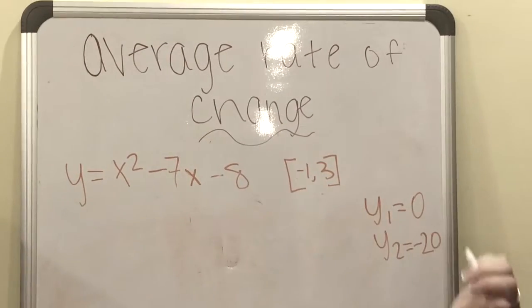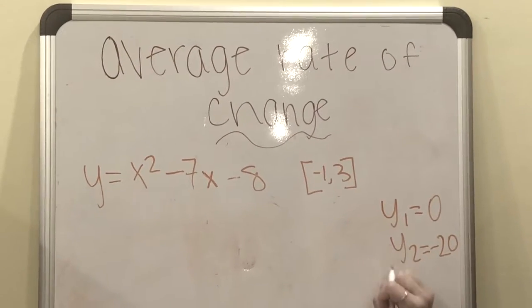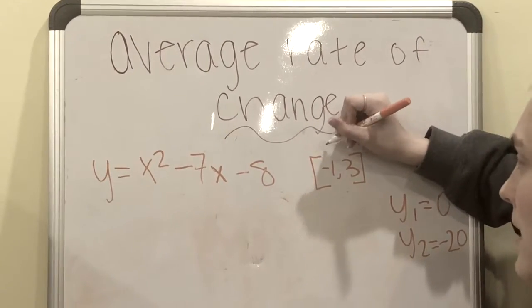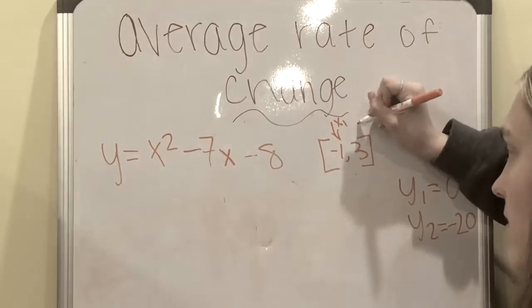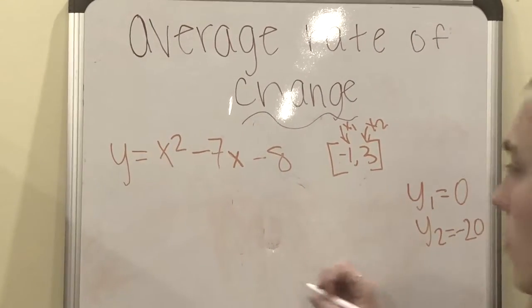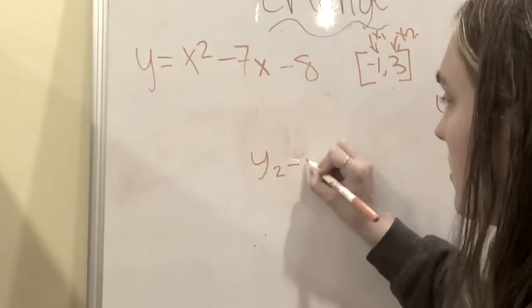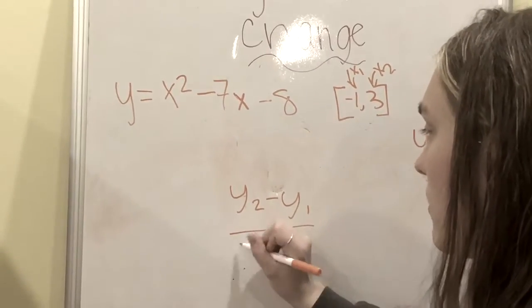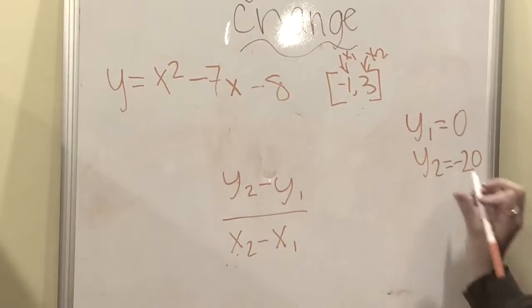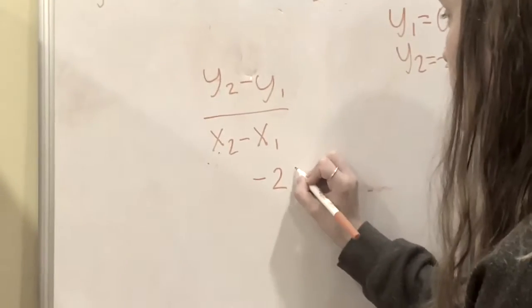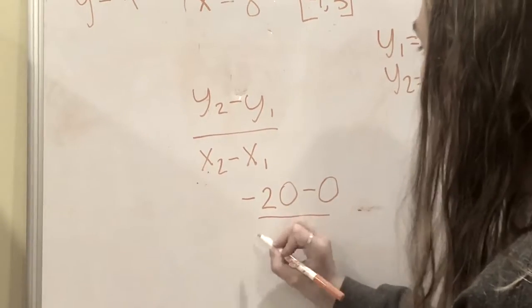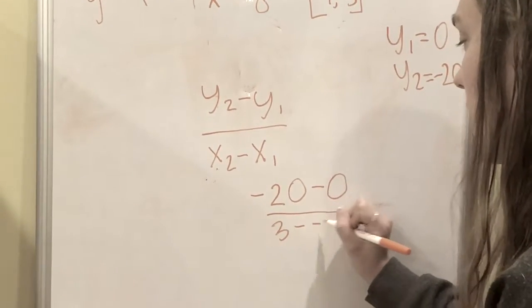Now, in order to find the average rate of change, use these values of y2 and y1 and these x values. For these, I made the first value x1 and the second x2. Then you plug in all these values into the slope formula of y2 minus y1 over x2 minus x1. So you plug in -20 minus 0 over 3 minus -1.